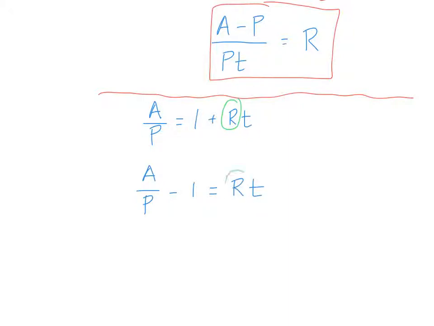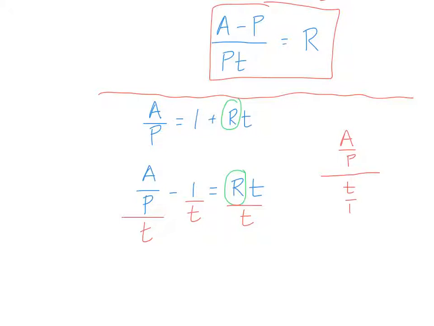We still don't have r completely by itself, but the next step is to divide everything by t. Now this part is a little tricky. We're taking a fraction and we are dividing by something. Well, remember, let's do a little side note. If we had A over p divided by, that's like saying t over 1.